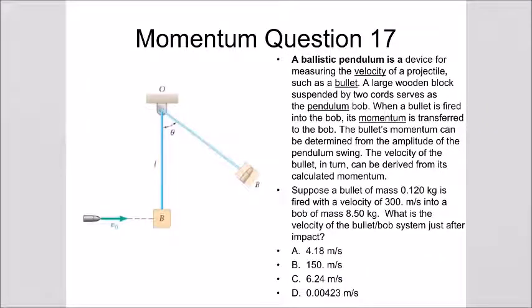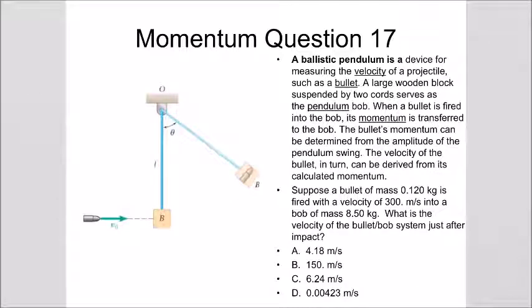All right, question 17 is a ballistic pendulum problem. A ballistic pendulum is a device for measuring the velocity of a projectile, usually a bullet. It consists of a large, heavy wooden block suspended by cords, and that acts as a pendulum bob. A bullet is fired into the bob, and its momentum is transferred to the bob.